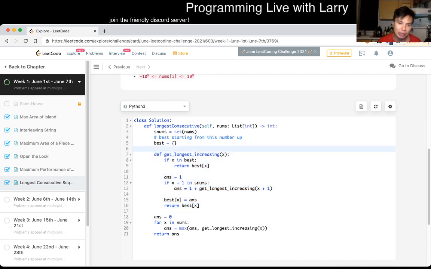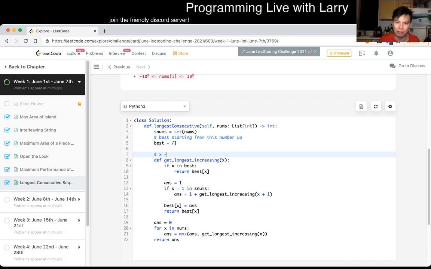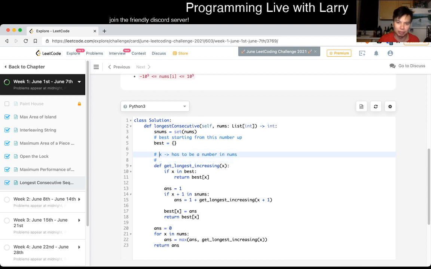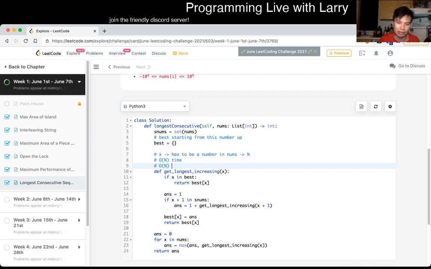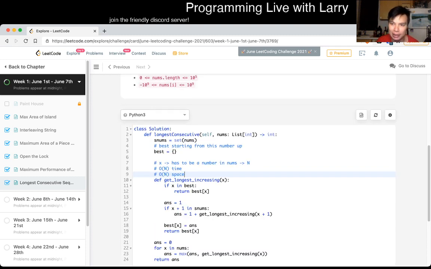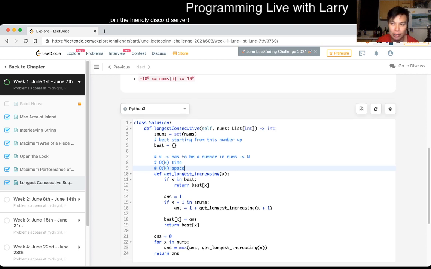In terms of space, we obviously have a set. We also have a best, which is linear for dynamic programming as well. So if you think about dynamic programming, x has to be a number in nums, of which there are n, so it's going to be O of n time. And then O of n space, because each one takes O of 1 space. So yeah, but I think another way of thinking about it is just topological sort, which I think is maybe the cleaner way.